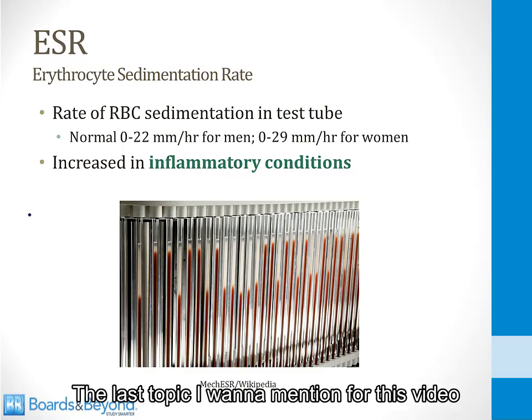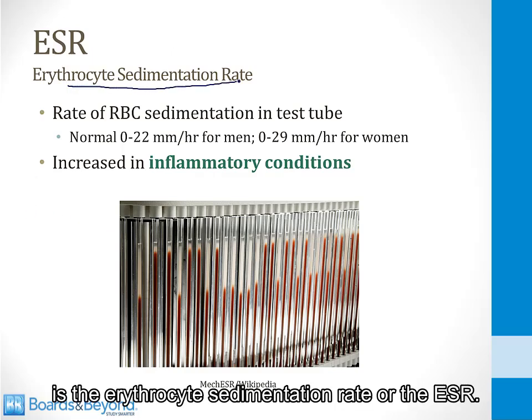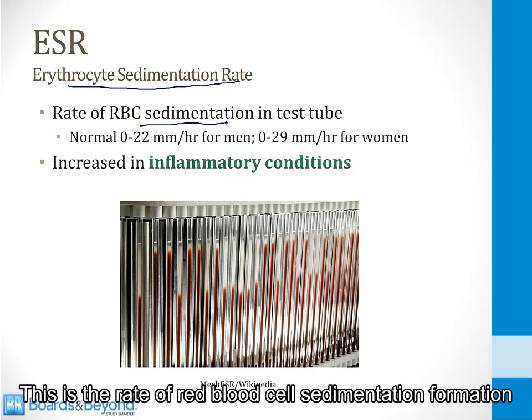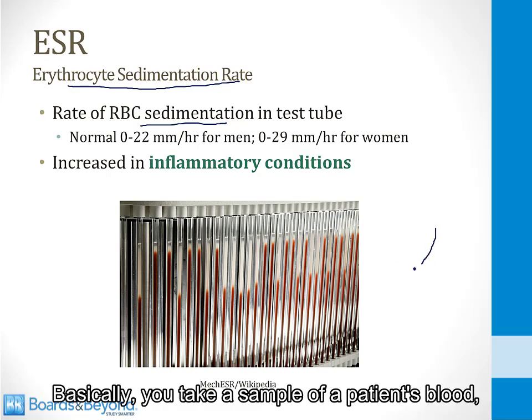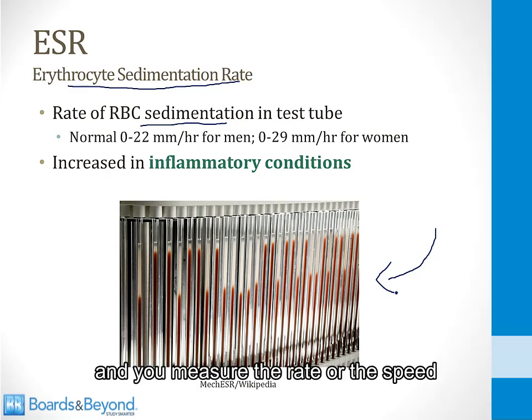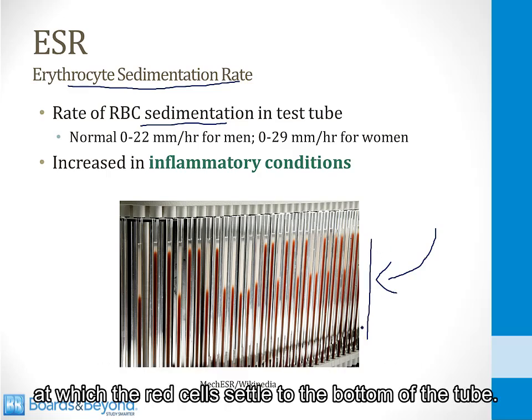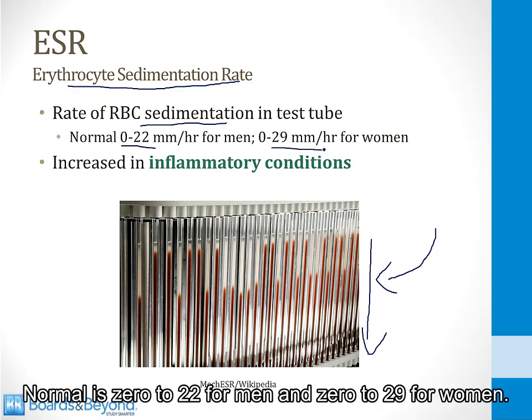The last topic I want to mention for this video is the erythrocyte sedimentation rate, or the ESR. This is the rate of red blood cell sedimentation formation in a test tube. Basically, you take a sample of a patient's blood, you place it in a test tube, and you measure the rate or the speed at which the red cells settle to the bottom of the tube. Normal is 0 to 22 for men and 0 to 29 for women.